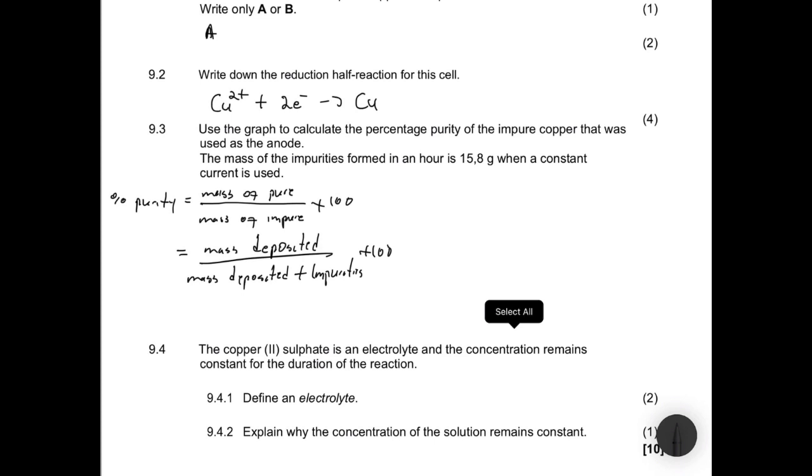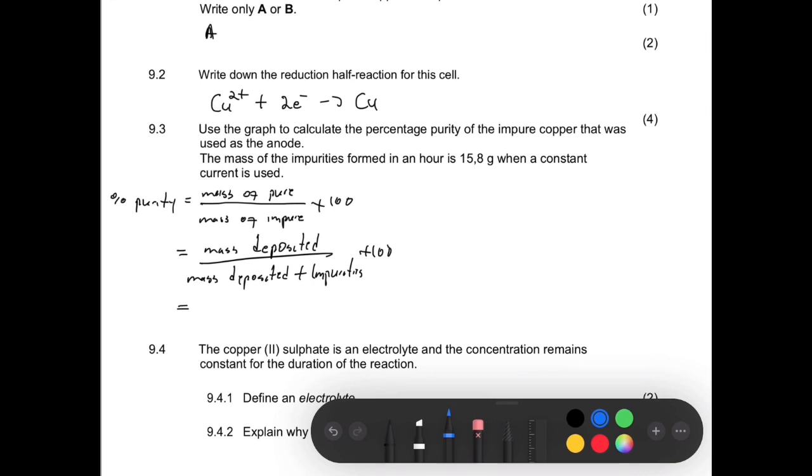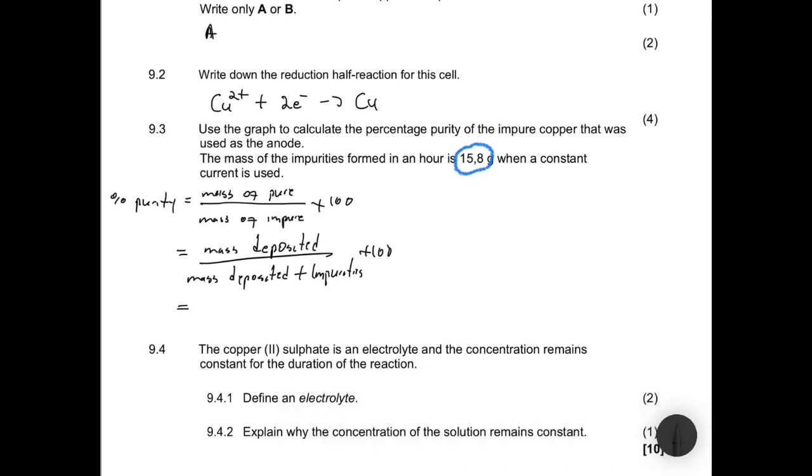But then the mass of the impure sample as a whole will be the mass of the impurities plus the mass deposited. So we are told that after an hour 15.8 grams is deposited at the cathode, right? So we're gonna have 15.8 divided by 15.8 mass deposited plus the mass of the impurities. The mass of the impurities formed in an hour is 15.8 grams, right? So we're basically gonna be finding mass deposited.